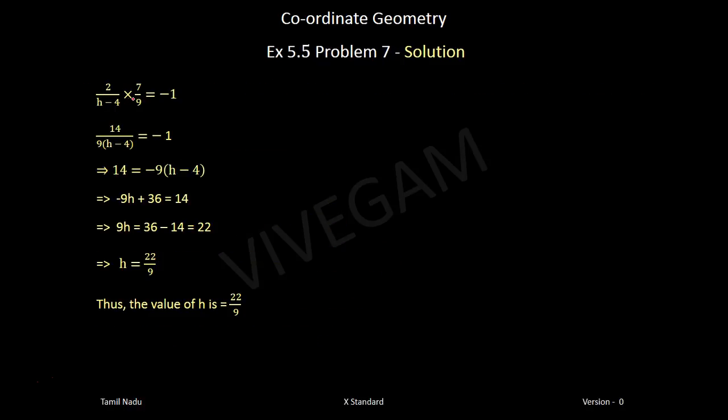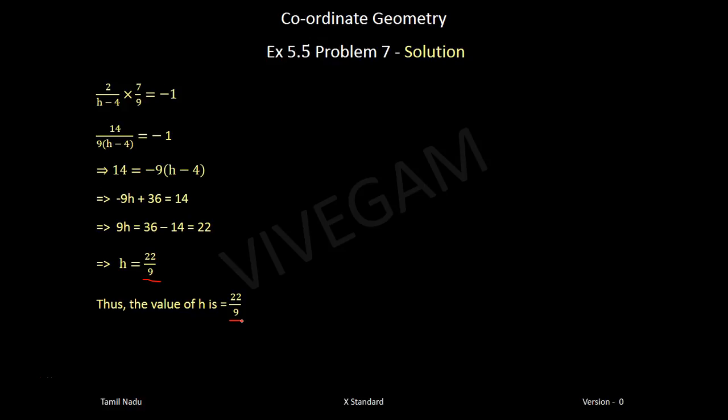So 2 into 1 over h minus 4 into 7 by 9 equal to minus 1. Which means 7 twos are 14, 14 divided by 9 into h minus 4 equal to minus 1. On cross multiplying, you will get 14 equal to 9 into h minus 4 into minus 1, which is minus 9 into h minus 4. So this will become minus 9h plus 36 equal to 14, or 9h will be equal to 36 minus 14, that is 22, or h will be equal to 22 by 9. The value of h is 22 by 9, for which the two lines are perpendicular to each other.